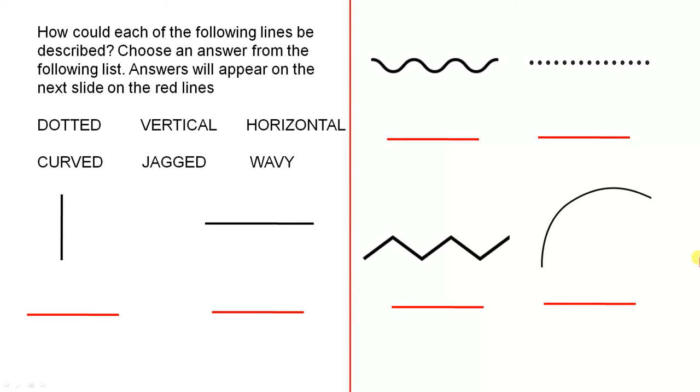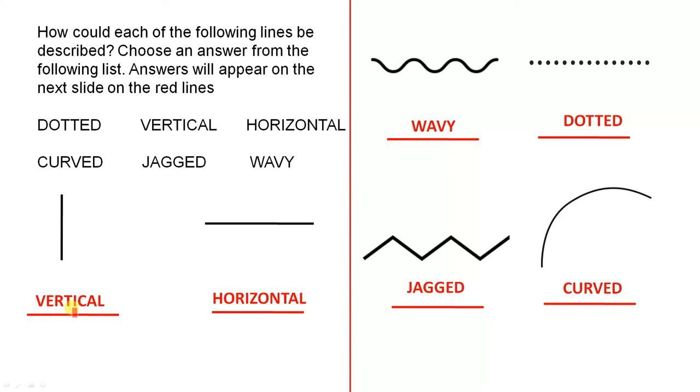So I'll proceed to the next slide now. Remember, you can pause this video for as long as you want, especially that particular slide there. Here we go. And here are the answers. So that's a vertical line, horizontal, wavy, dotted, jagged, and curved.